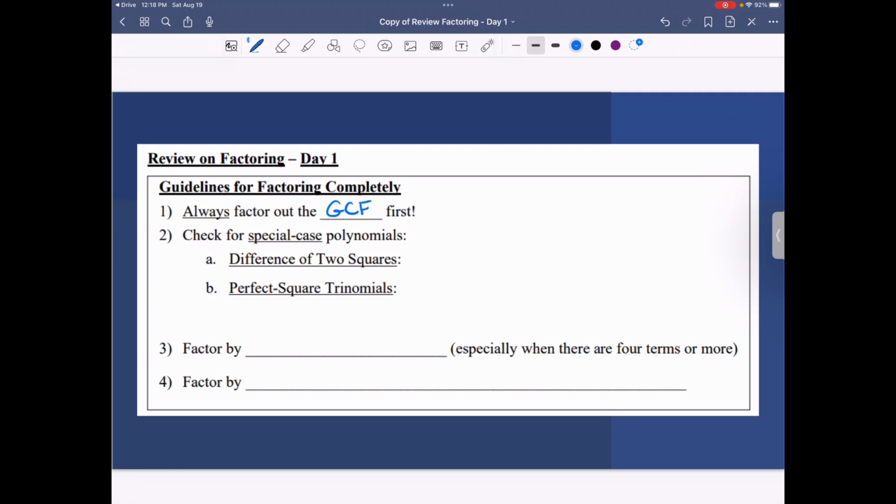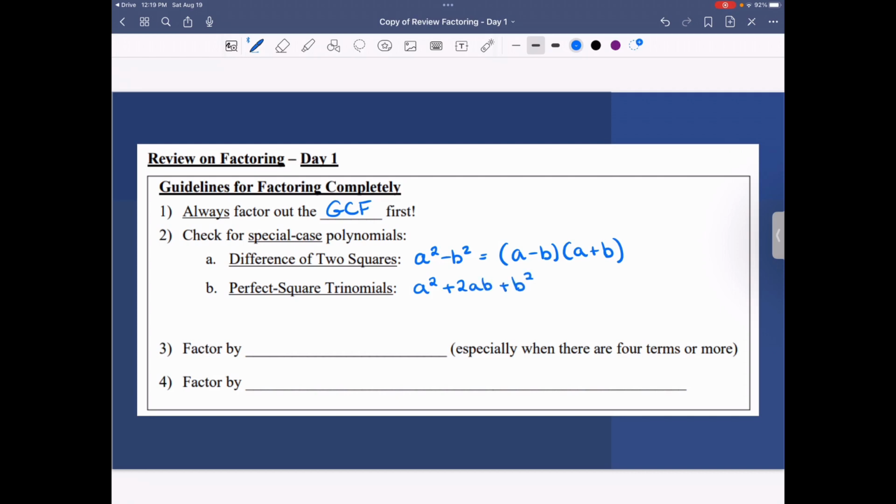Check for special case polynomials. For example, you may have a difference of squares, which would be a squared minus b squared, and that would factor to a minus b, a plus b. This should be review. Perfect square trinomials, a squared plus 2ab plus b squared.